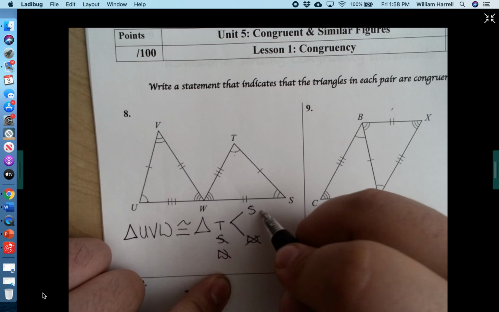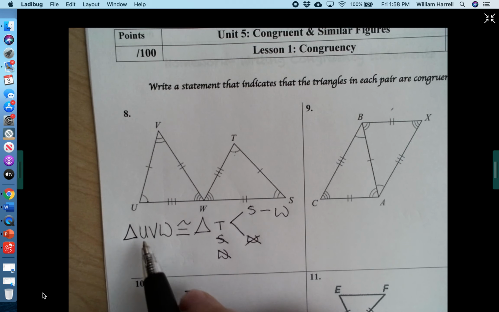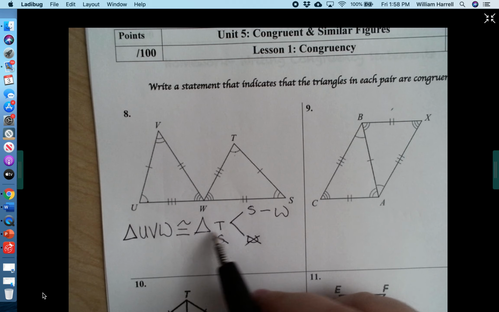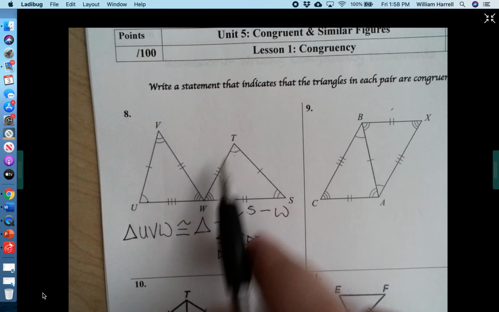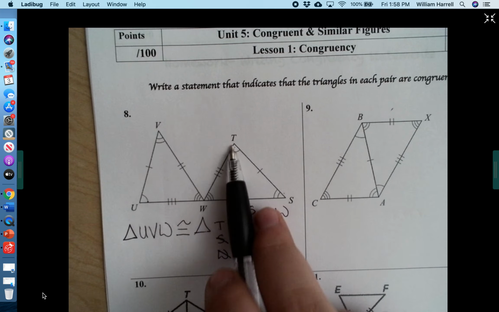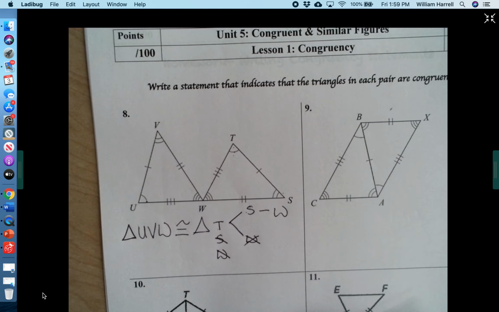Alright, so that means the last one must be W. So triangle UVW is congruent to triangle TSW. If they give you markings with the angles, you should never miss one of these questions, ever.